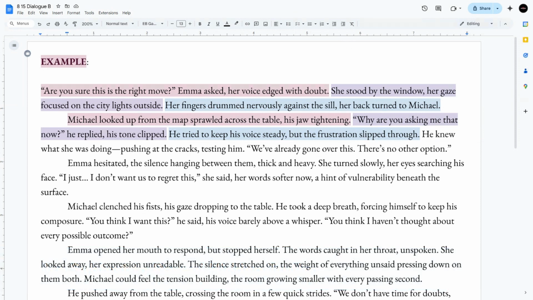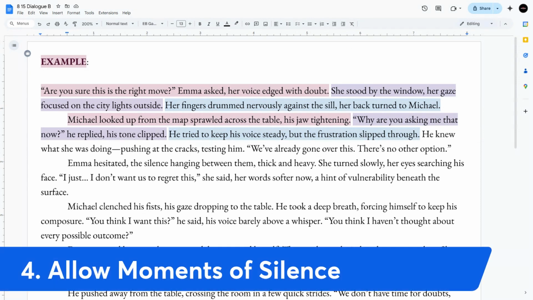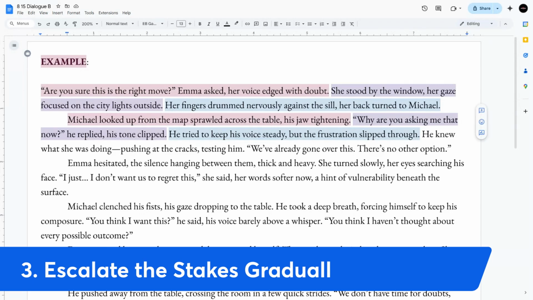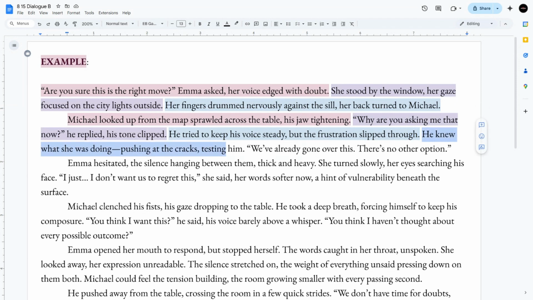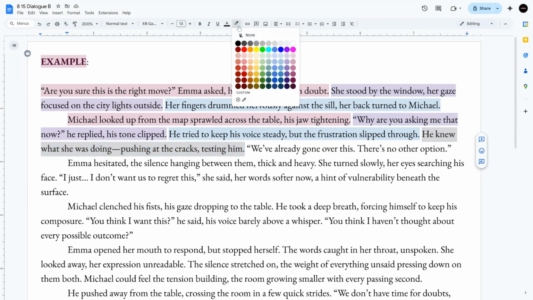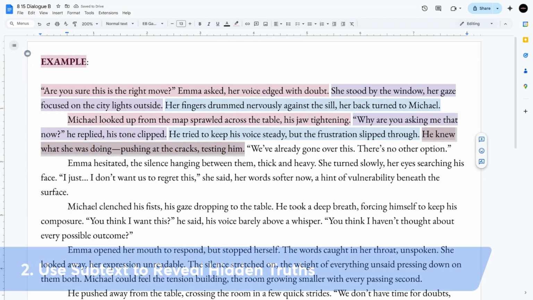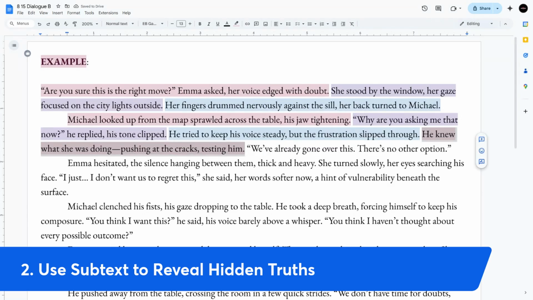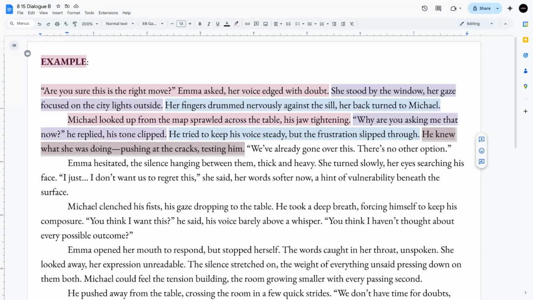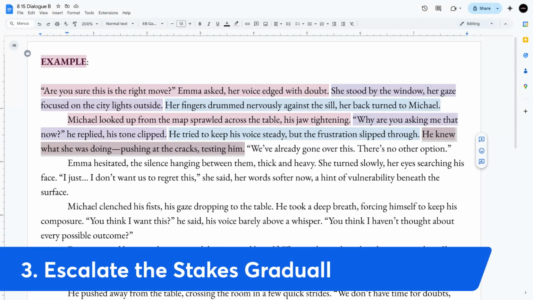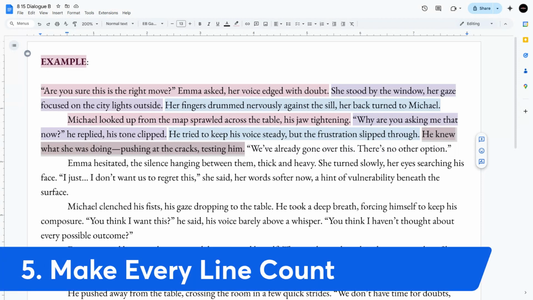This is obviously silence, right? We're slowly escalating. They are back and forth. All right. The lines are still counting. He knew what she was doing, pushing at the cracks, testing him, I should say. All right. This is more of the goals clashing. There is definitely subtext under there, because it's his perspective of what's going on. We know that they are not on the same page here.